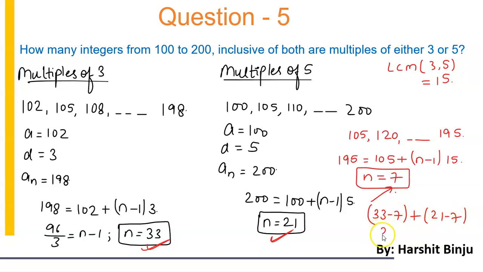So that will be 26 plus 14, and that's equal to 40, and that's your answer.